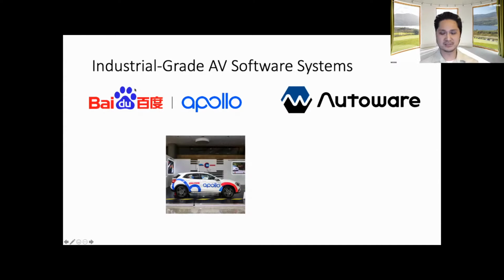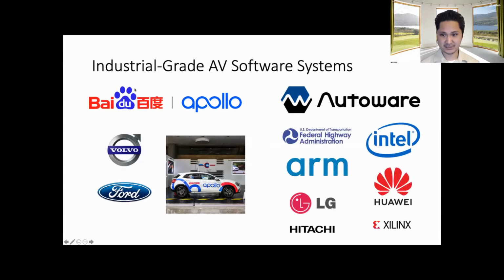Well, this is no longer such a problem due to the open sourcing of two production level AV software systems, Baidu's Apollo and the Autoware software system. Baidu is one of the largest AI and internet companies out there. And in fact, they've already reached a mass production agreement with Volvo and Ford. So expect to see more of their vehicles out there. Autoware is backed by a foundation, which includes, for example, the US Department of Transportation. Autoware has been adopted by that agency, and the foundation also includes a variety of major companies, including Intel, ARM, LG, and Huawei.